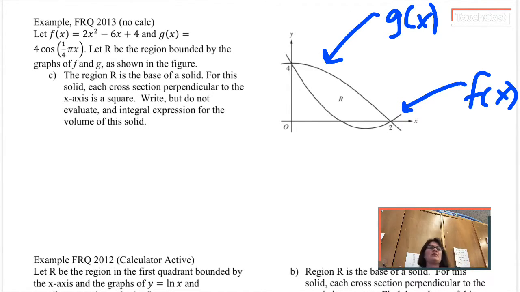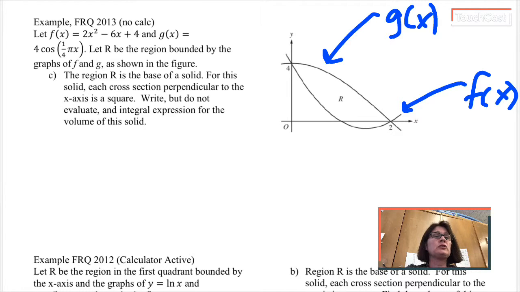So let R be the region bounded by the graphs of f and g, and if that is the base of a solid, and the slices perpendicular to the x-axis have a face that is square, can you find an expression for the volume of the solid?